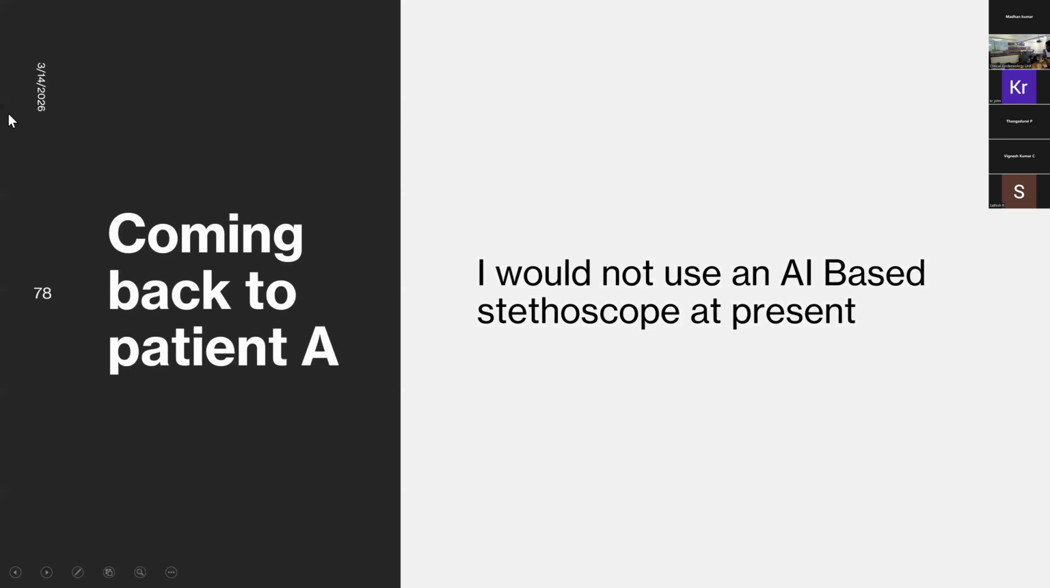So coming back to patient A, given all these factors put together, I would like to conclude saying I would not be using an AI-based stethoscope for this participant with whatever evidence is available at present. So before we could end the session, I just wanted to give a small scoring for the study using the ASSESS tool.